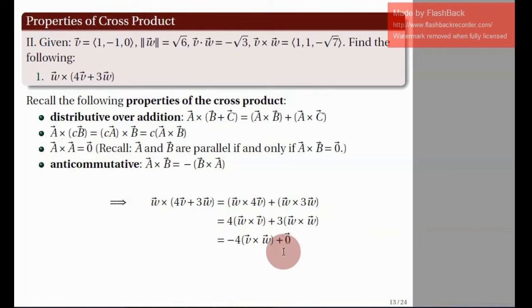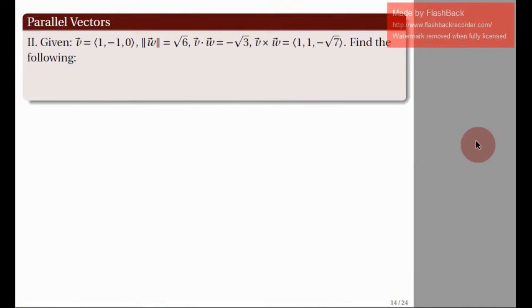So we're almost done. Adding the zero vector to this first vector just gives you this vector here. And substituting the given that we have into this expression, we finally get what the vector is, and it is this one right here. Alright, so we proceed to the next item.